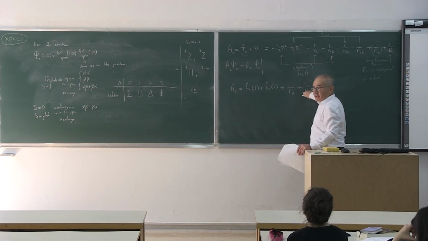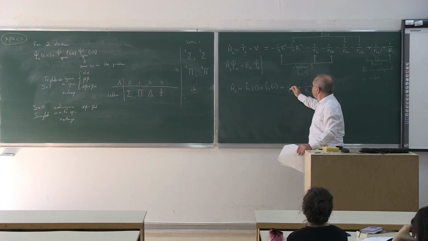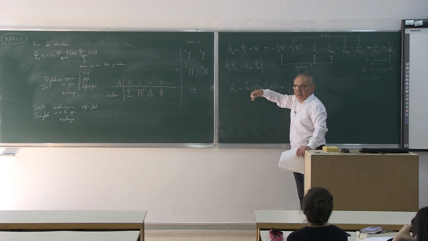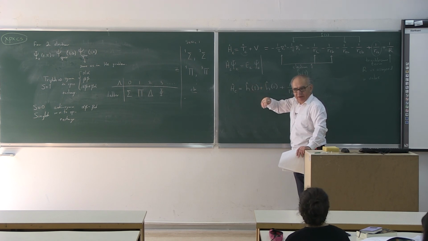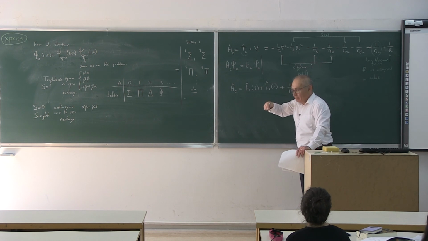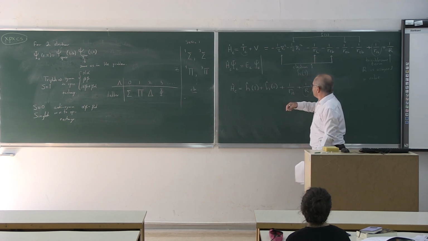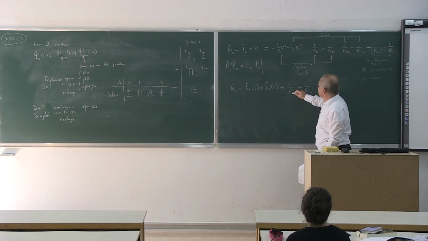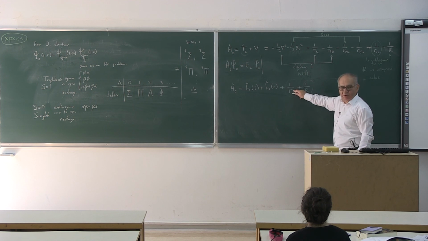Using the full expression in solving this equation is a very complicated, difficult job. So what we do is we employ some approximation. And the approximation starts with dropping the troublesome electron-electron interaction term.